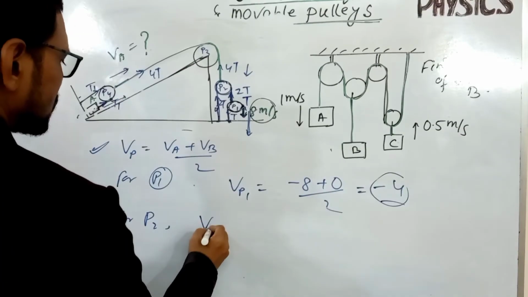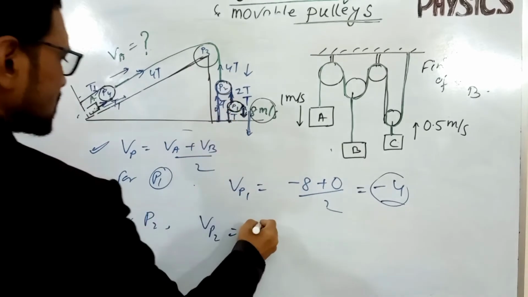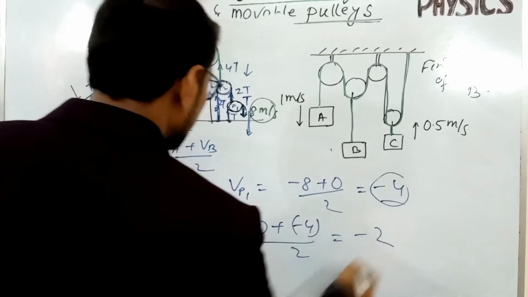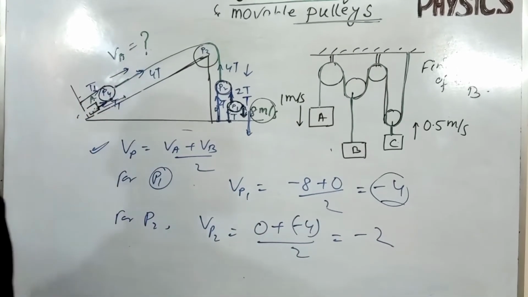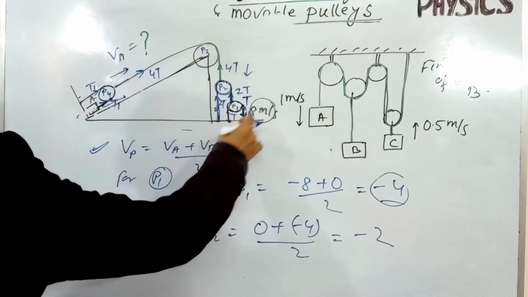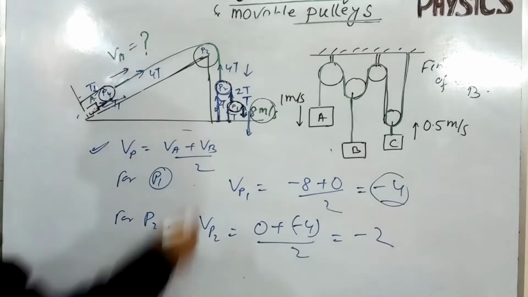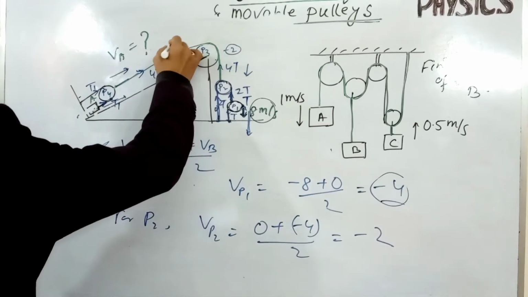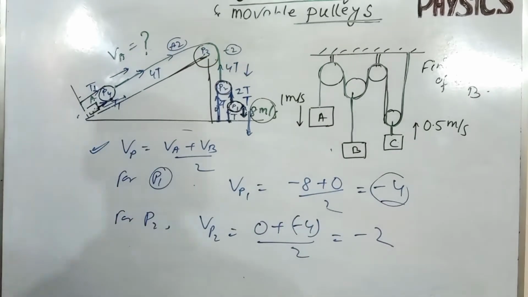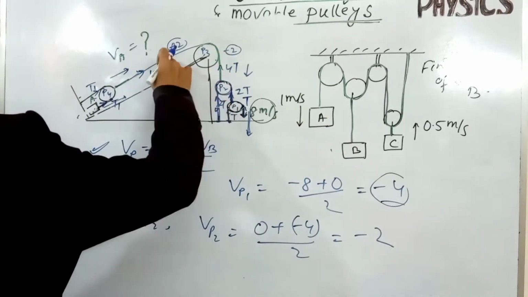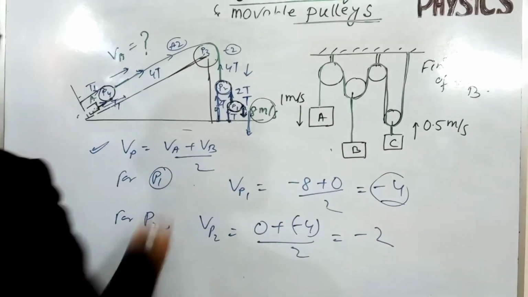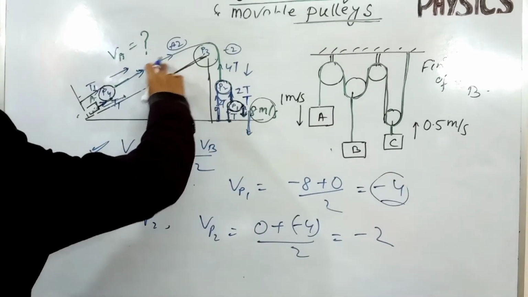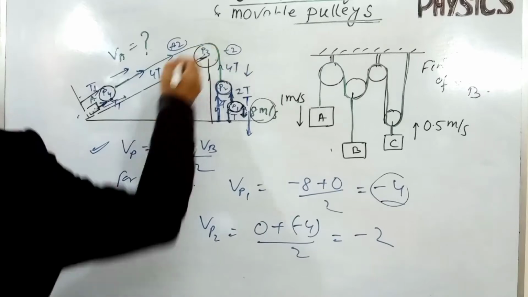Vp2 equal to 0 plus minus 4 by 2, that is minus 2. So Vp2 equal to minus 2. Now the pulley moves downward with velocity minus 2. This is a fixed pulley. So if this is minus 2, then this is plus 2, because this is a pushed pulley. If this has velocity minus 2 downward, then this moves upward. How do we get the velocity of P3?